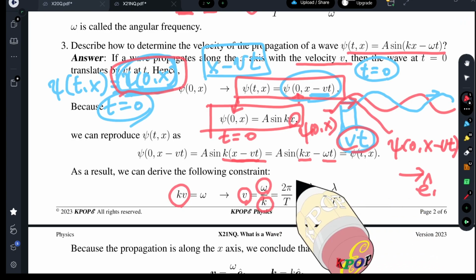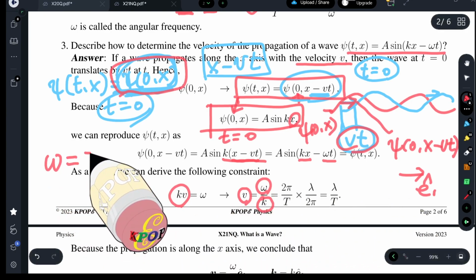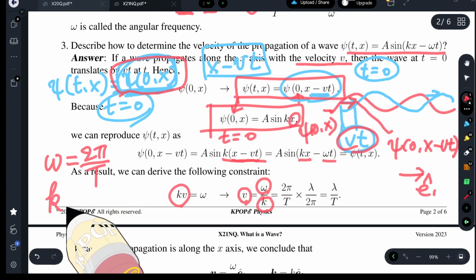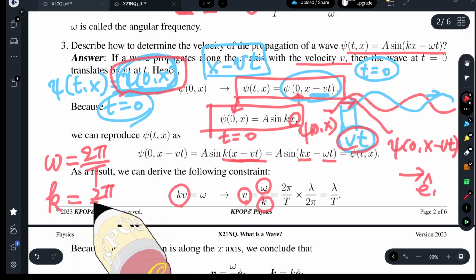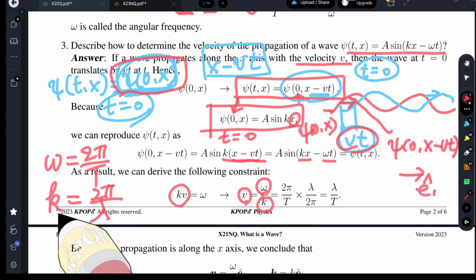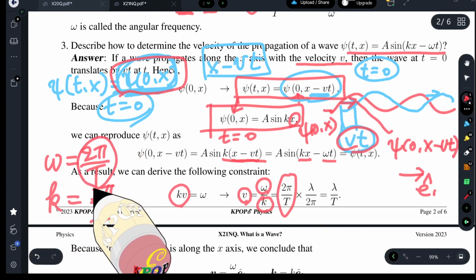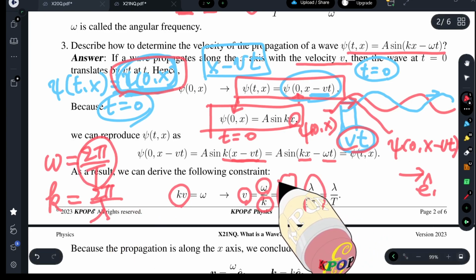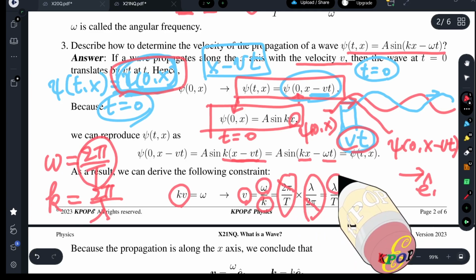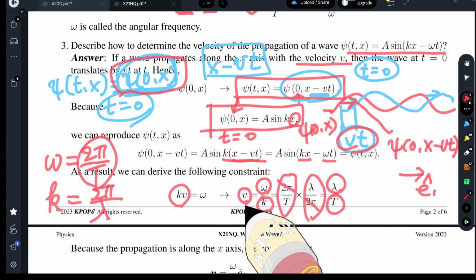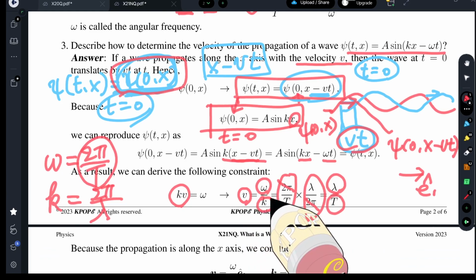We recall that the angular frequency omega is 2 pi over the period, and the wave number is 2 pi over the wavelength. Because it is the reciprocal of the wave number, we multiply 2 pi over T by lambda over 2 pi. The 2 pi cancels, and the wavelength divided by the period is the speed of propagation of this wave.